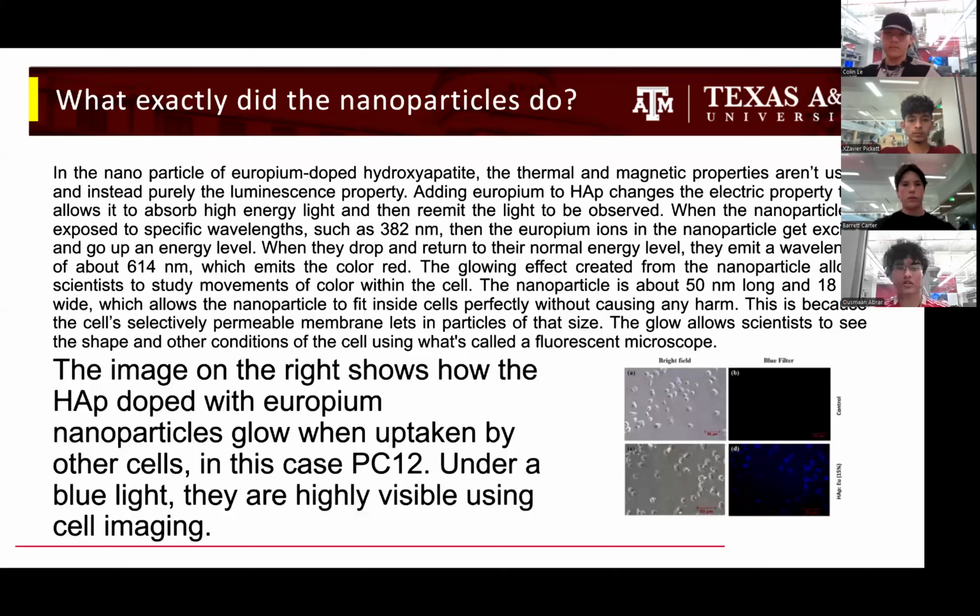So, the nanoparticle is europium-doped hydroxyapatite, and scientists don't utilize the thermal and magnetic properties of this nanoparticle, and instead use the luminescence property. So, when you add europium to hydroxyapatite, it changes the electrical property, and it allows it to absorb high energy light. So essentially, what happens in this nanoparticle is, when a specific wavelength is exposed, the europium ion in it will get excited to a higher energy level, and then it will drop down to produce a color that can be seen by scientists.